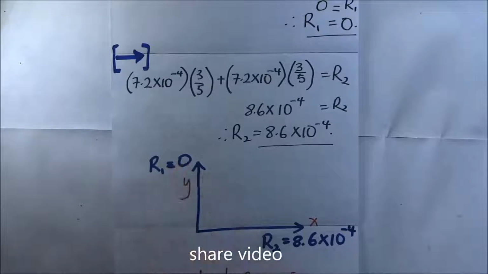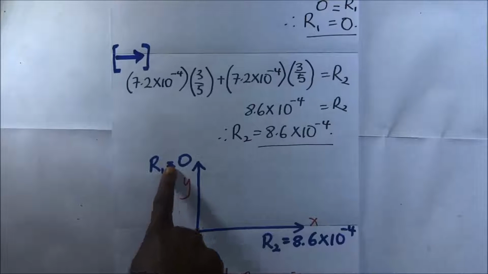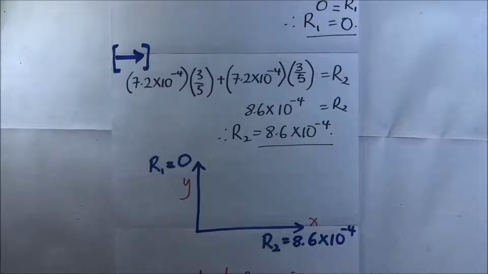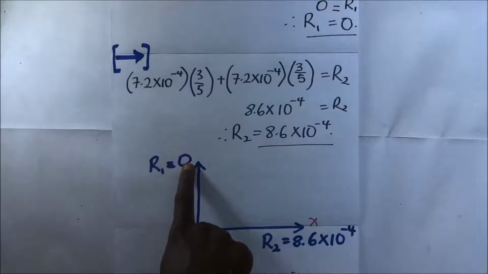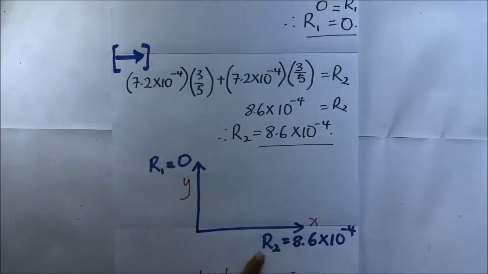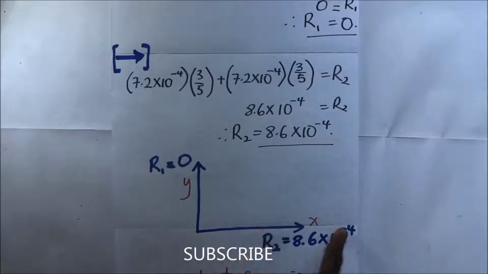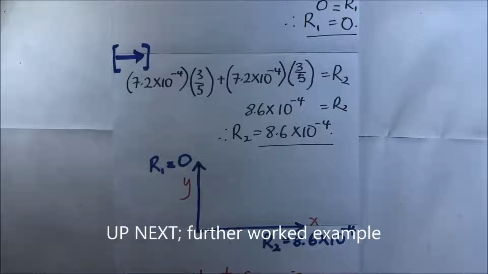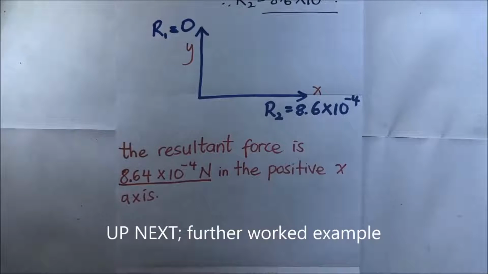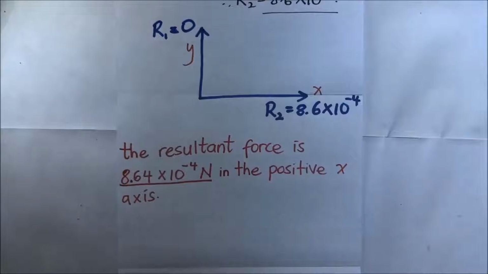If this R1 had a value like 5, say, we would go ahead to find the resultant using Pythagoras theorem: the square root of the square of R1 and the square of R2 combined. But since R1 is 0, the resultant is going to be R2, in the direction of the positive x-axis. So our answer is that the resultant force experienced there is 8.64 times 10 to the power negative 4 newtons, in the positive x direction.